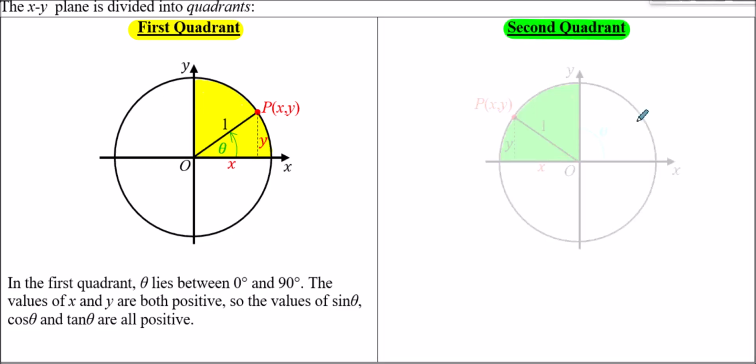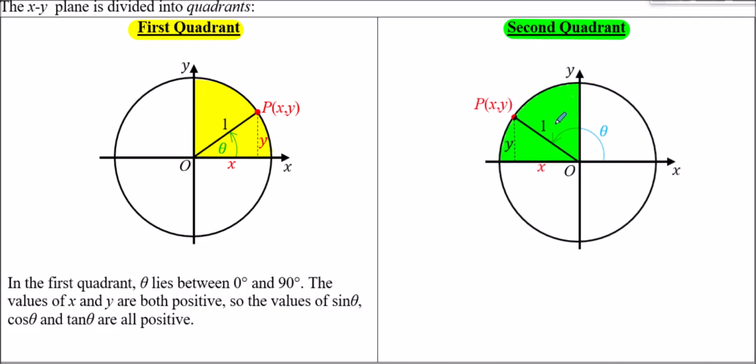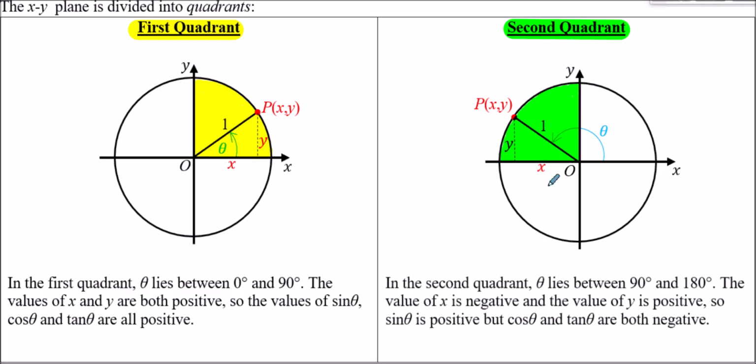For the second quadrant, we go anti-clockwise around. This corner here I've highlighted in green is the second one. In this quadrant, you can see that theta is more than 90, but less than 180. The value of x is negative, so cos theta is negative. Now y relates to the value of sine theta, and y is still positive, as you can see. It's still above the x-axis. So the value of sine theta is positive.